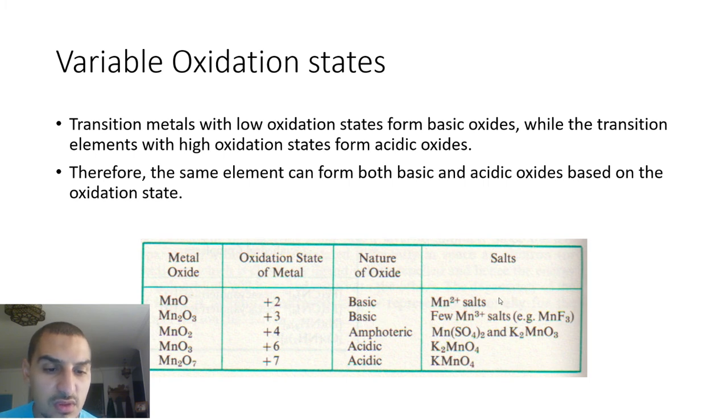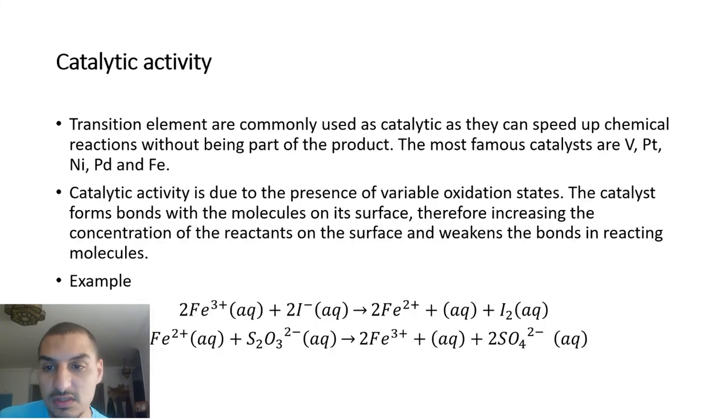it can react with, like here it's manganese fluoride, so it reacts with the halogens. However, here for the higher oxidation states or higher oxidation numbers, it's acidic, and that's why it reacts with metals like potassium. This is potassium permanganate. So it's important for us to understand that having different oxidation states will reflect on the properties of the salts that are formed by the reaction with the transition element.